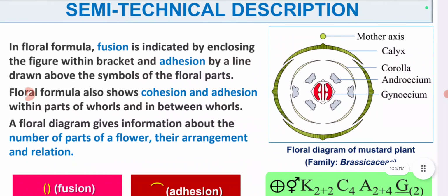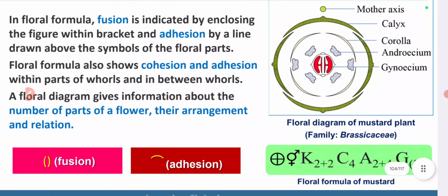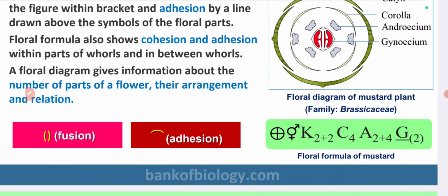Next, in a floral formula, fusion is indicated by enclosing the figure with a bracket, and adhesion by a line drawn above the symbol of the floral part. Fusion, adhesion, like this. So a floral formula also shows cohesion and adhesion within parts of a whole and in between the wholes. A floral diagram gives information about the number of parts of a flower, their arrangement and relation. So floral diagrams make it easy to distinguish or identify a particular flower, the parts of the flower and their number, arrangement and relation.